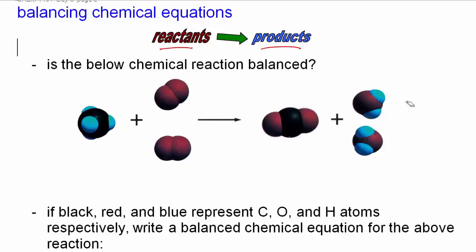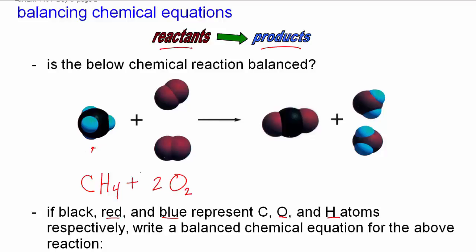So if the black, red, and blue represents carbon, oxygen, and hydrogen respectively, write a balanced chemical equation. So that means we have a carbon for this guy. We're going to have a carbon, and the blue are hydrogen atoms. So we have 4 of them. That's methane. And then we have these red spheres, and red is oxygen.